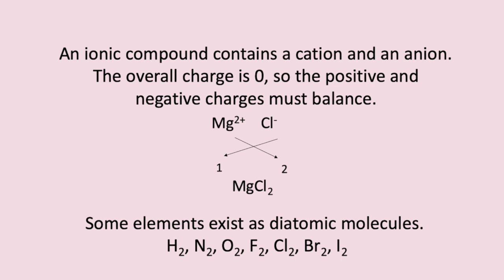Some atoms go around in pairs. These are called diatomic molecules. They include hydrogen, nitrogen, oxygen, fluorine, chlorine, bromine, and iodine. When balancing equations, you must make sure that there's the same number of atoms on each side.